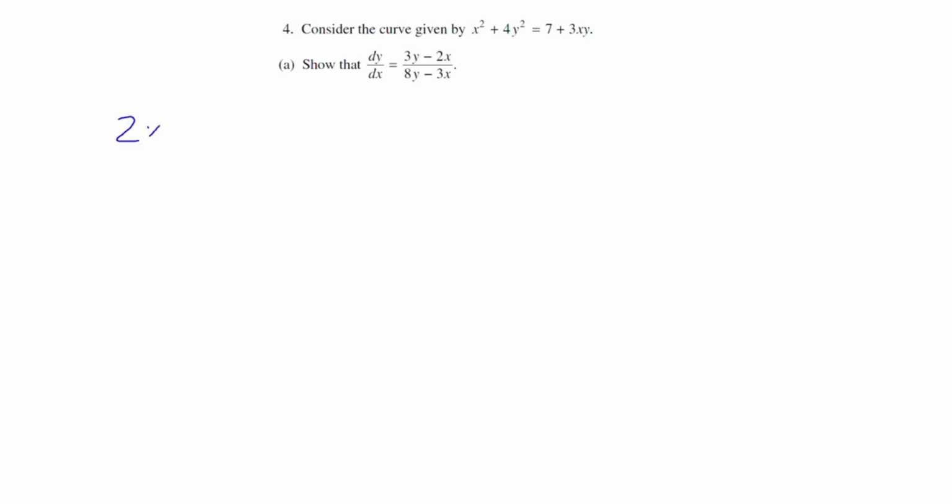So the derivative of x squared with respect to x is just 2x. And the derivative of 4y squared with respect to x, we first take the derivative with respect to y, and then multiply by dy/dx. So 8y dy/dx. The derivative of 7 is 0. And then the 3xy will have 3x times the derivative of y with respect to x, plus the derivative of 3x, which is just 3 times y.